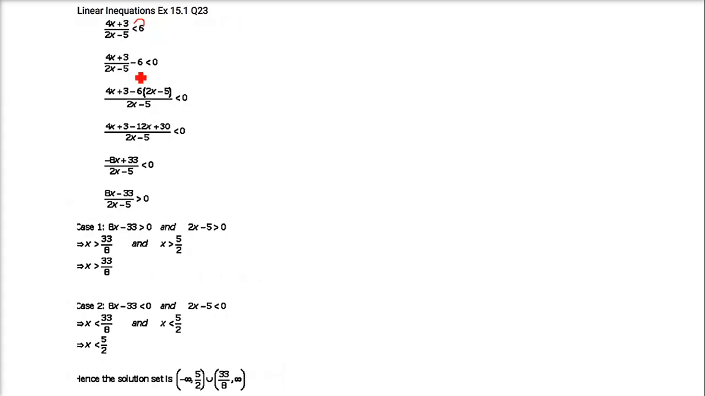Same thing here, bring this 6 here, solve it, you get 8x minus 33 by 2x minus 5 greater than 0. Greater than 0 means either these two are positive or these two are negative. Numerator, denominator both positive, numerator, denominator both negative. So this gives you x is greater than 33 by 8, x is greater than 5 by 2. 33 by 8: 8 4s are 32, so 4 point something. 5 by 2 is 2.5. Which is the higher one? Whenever you take greater than, you always take the higher one.